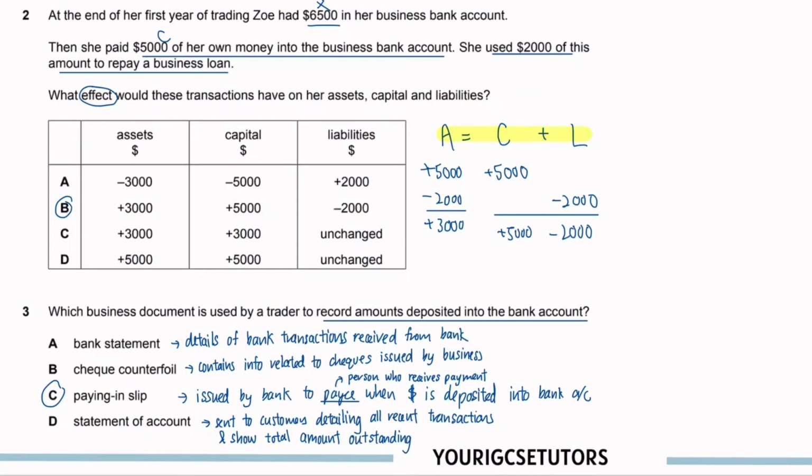D. Statement of account. It is sent to customers detailing all recent transactions and showing the total amount outstanding. So this is usually issued by the supplier to the customer. The purpose of it is to remind the customer to pay the amount owed and also allow the customer to cross-check the details with their own records.